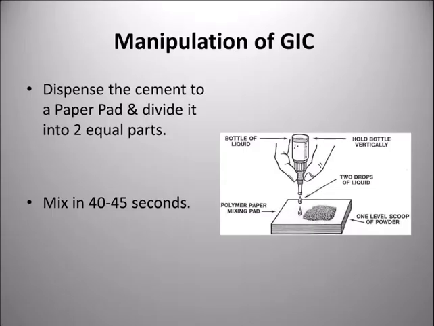So coming to the manipulation of GIC, it is dispensed onto a paper pad and the powder is divided into two equal parts. We put one or two drops of liquid, like polyacrylic acid, onto the paper pad, and we mix using an agate spatula. Mixing usually happens within 40 to 45 seconds.